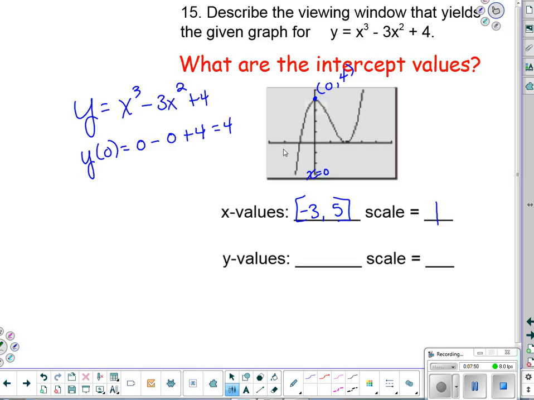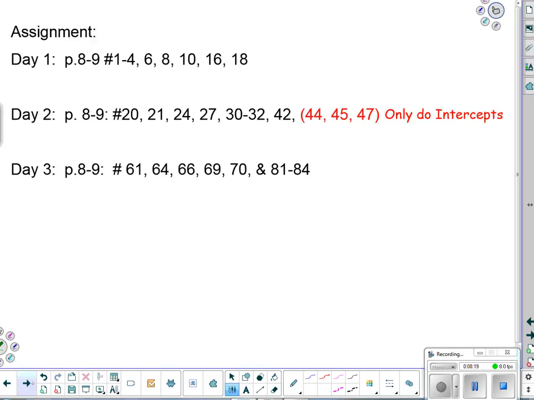I can count the number of steps. It took 1, 2, 3, 4 intervals to get up there. 4 divided by 4 intervals says that each interval has a scale of 1. So that must be a top point of 5, and then I'd have -1, -2, -3. This has the same window, -3 to 5 with a scale of 1. So you got to play around with them a little bit. You kind of just have to be a detective to work your way backwards.